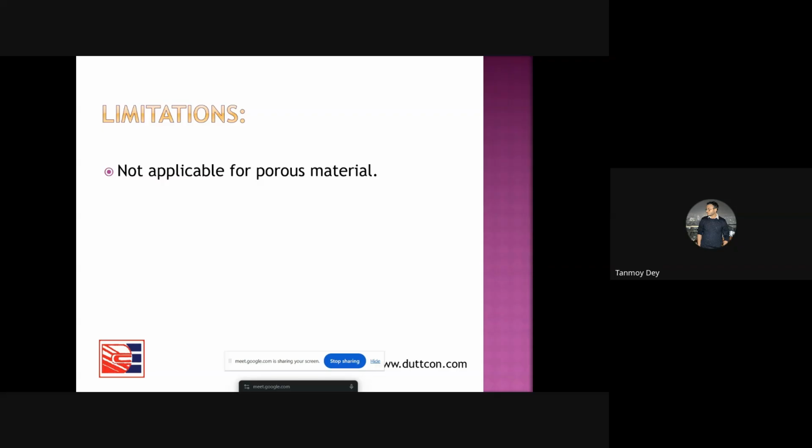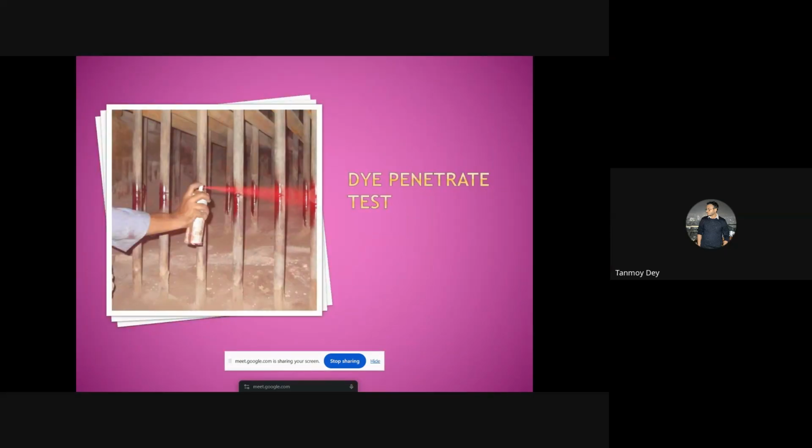This is not applicable for porous material. If the material itself is designed as porous, the dye will enter through these pores and give a wrong understanding. It will seem to be a defect, but this is not a defect. The pores were already there. So for porous material, we are not recommending this particular test.